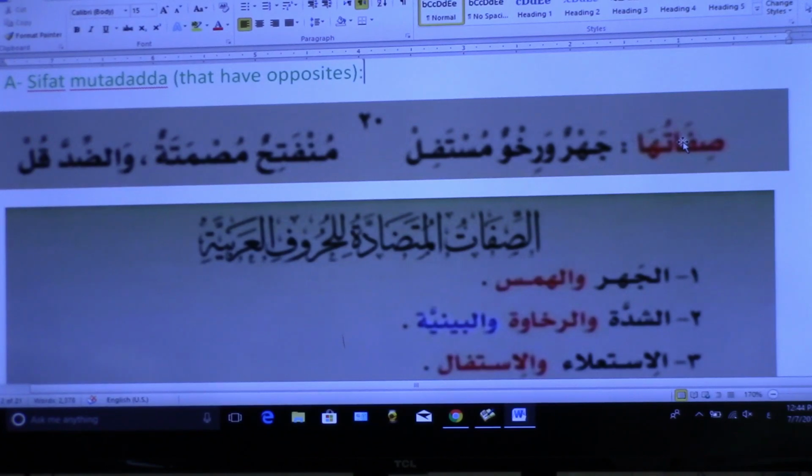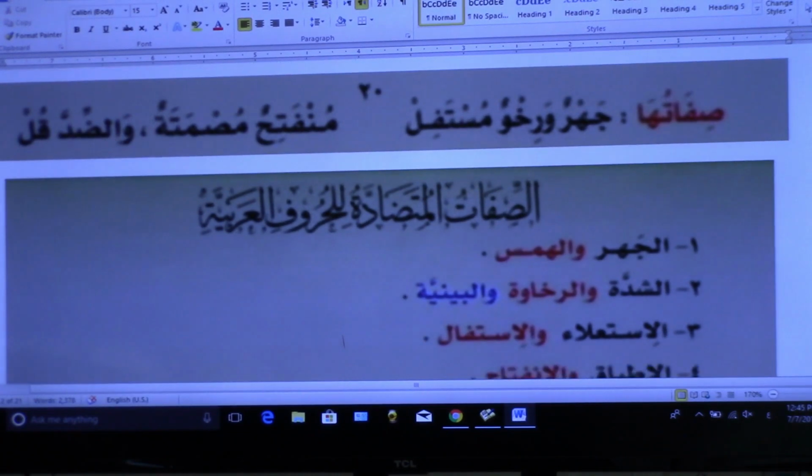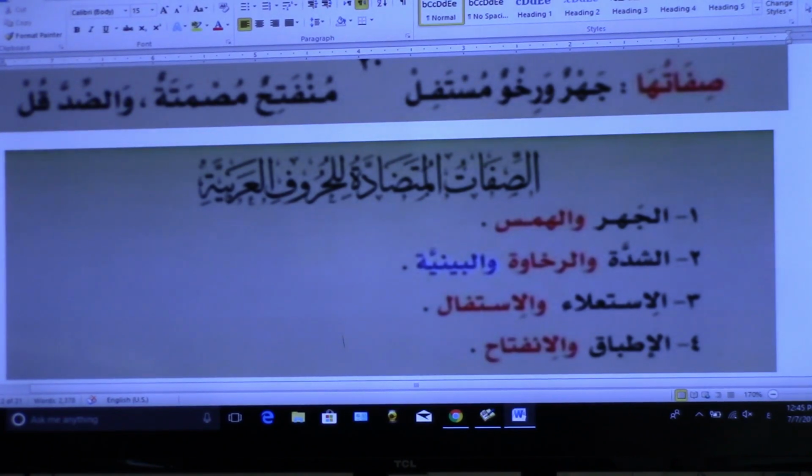Al-Jahr. Rikhwan, he means rakhawa. Mustafil, he means istifal. Munfatih, he means infitah. Musmatatun, he means ismat. So here he mentioned the attributes of the letter: this letter has jahr, this letter is rikhu, this letter is mustafil, this letter is munfatih, this letter is musmat. These are the adjectives for the words of the sifat. So if a letter has rakhawa, you say it's rikhu. This is why he said rikhu. If a letter has istifal, you say it's mustafil.